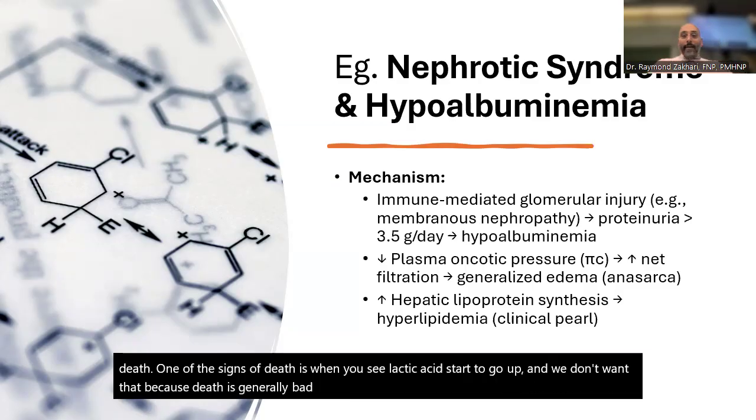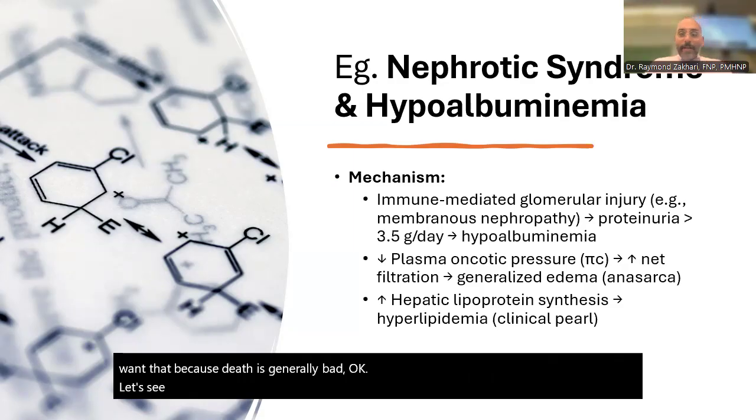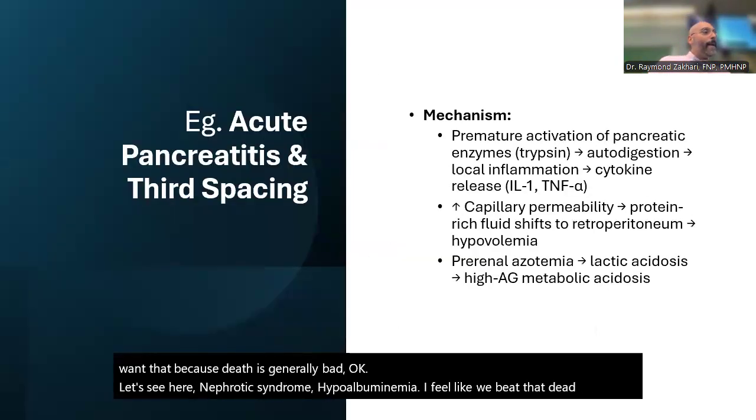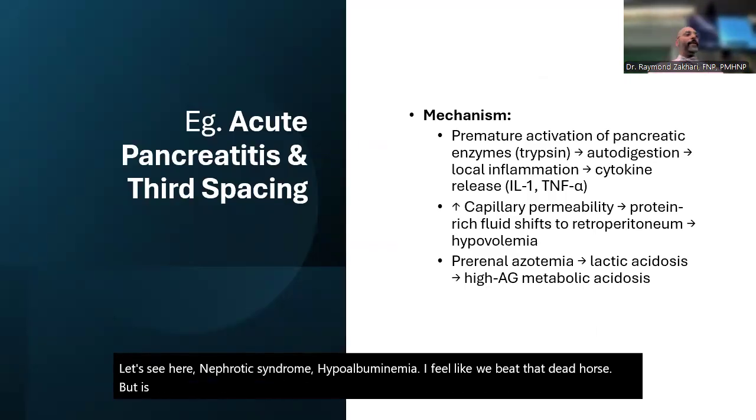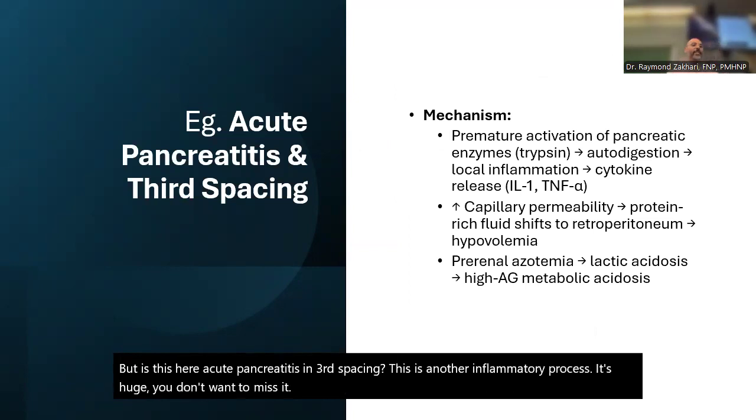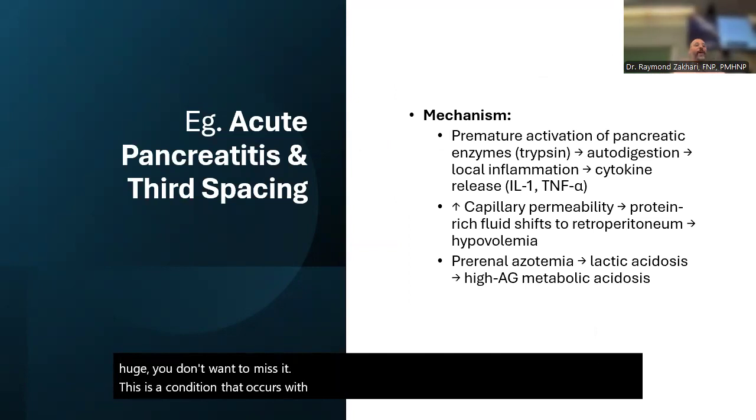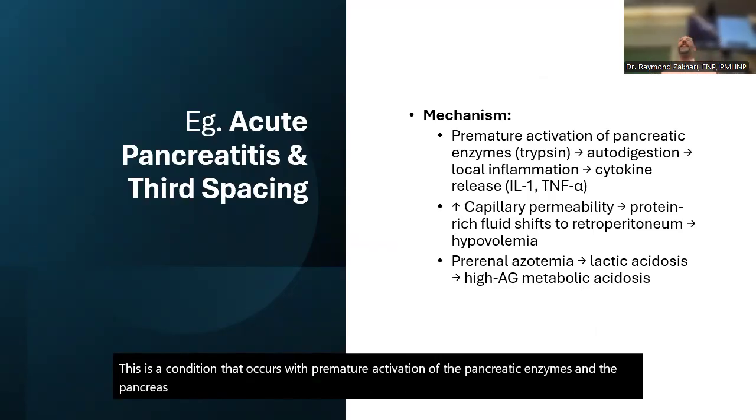Okay. Let's see here. Nephrotic syndrome, hypoalbuminemia. I feel like we beat that dead horse. What is this here? Acute pancreatitis and third spacing. This is another inflammatory process. It's huge. You don't want to miss it. This is a condition that occurs with premature activation of the pancreatic enzymes, and the pancreas essentially auto-digests itself.